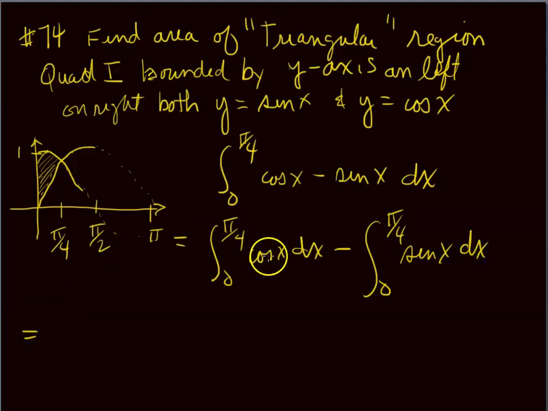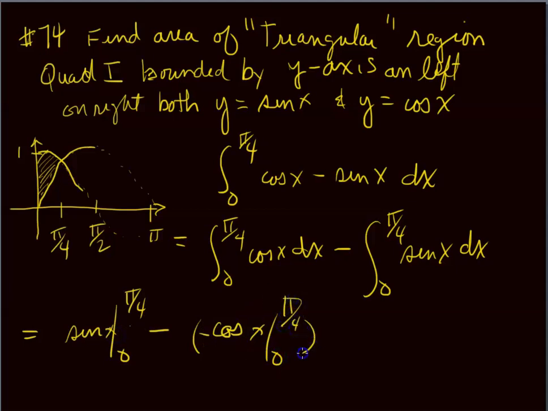So the antiderivative of cosine is sine, evaluated from 0 to pi over 4, minus the antiderivative of sine, which is negative cosine x, from 0 to pi over 4. Put in a pi over 4, so for sine you get square root 2 over 2. Put in a 0, you get 0. Minus, since we've got 2 of them here, this is a negative cosine pi over 4, which is a negative square root of 2 over 2, minus a negative, the cosine of 0 is 1.